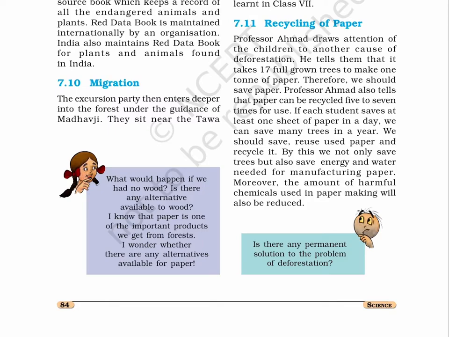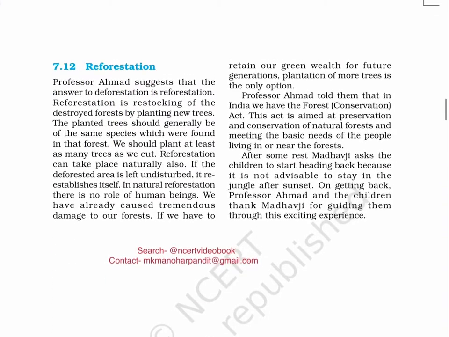7.12. Reforestation. Professor Ahmed suggests that the answer to deforestation is reforestation. Reforestation is restocking of the destroyed forests by planting new trees. The planted trees should generally be of the same species which were found in that forest. We should plant at least as many trees as we cut. Reforestation can take place naturally also. If the deforested area is left undisturbed, it re-establishes itself.